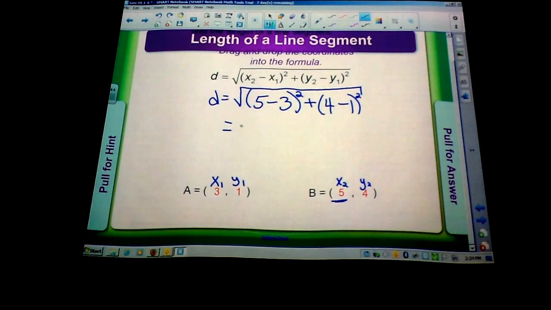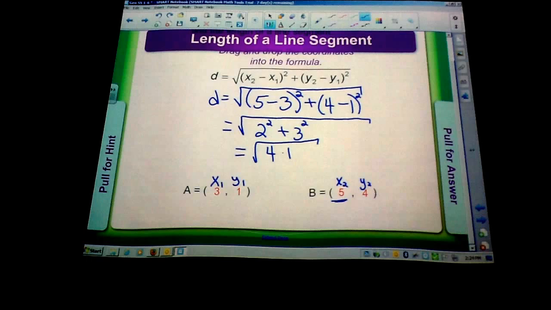Now a lot of people try and run and grab the calculator at this point. I don't really suggest that because you've got to put it in just the right parentheses if you're going to try and plug that whole thing out. So all we've got is 5 minus 3, which is 2. I'm going to leave that squared. Plus, I've got 4 minus 1, which is 3. That's going to be squared. So this will be 4 plus 9, which is going to turn out to be the square root of 13.